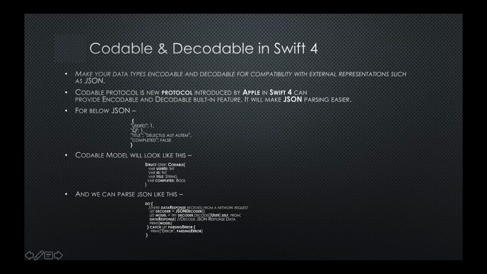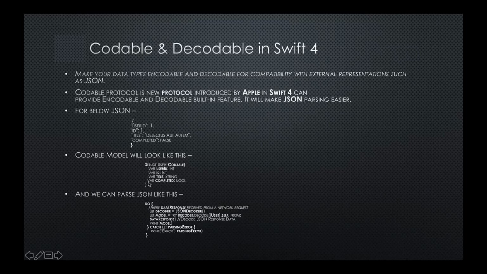So let's say we have this JSON, userId 1, title, completed. What you'll do is write a struct, which will be conforming to the protocol Codable. So this is the protocol, right? So let's say struct name User, and we will inherit the Codable protocol, and then you will have to write the variables exactly matching the names in your JSON. So userId, id. So it should be matching, okay?